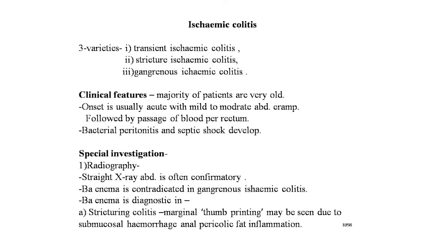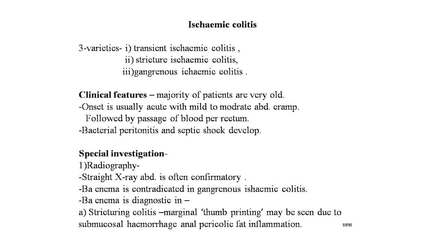In special investigations like radiography, a straight X-ray abdomen is often confirmatory. Barium enema is contraindicated in gangrenous ischemic colitis. Barium enema is diagnostic in stricturing colitis. Marginal thumbprinting may be seen due to submucosal hemorrhage and pericolic fat inflammation.